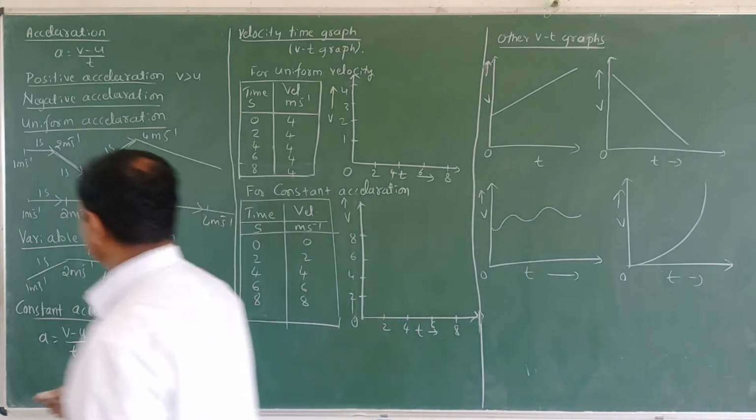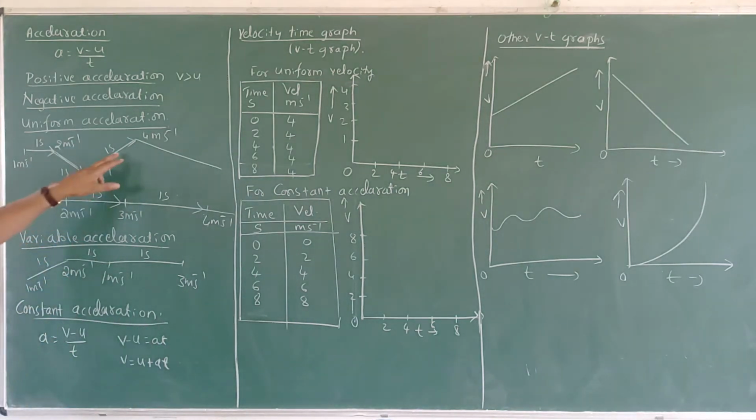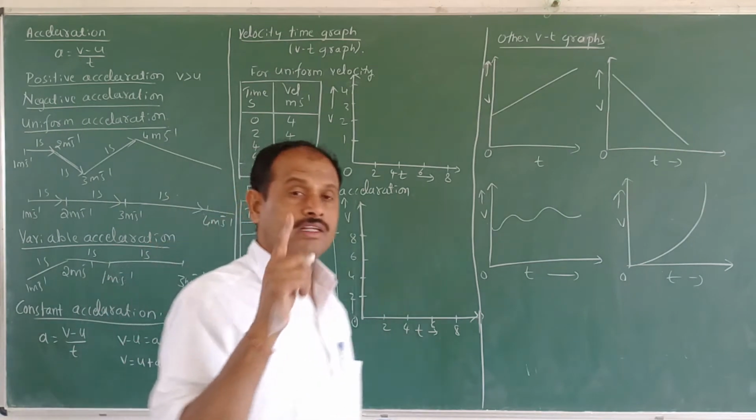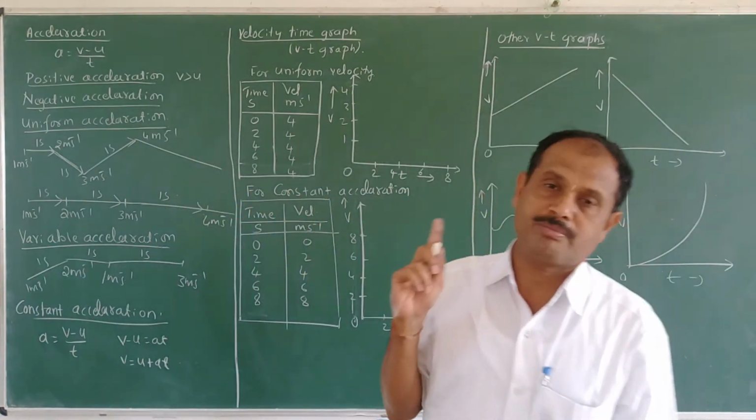Now see here, there are two examples. In this example, at the beginning the particle moves with an initial velocity of 1 meter per second. After 1 second it becomes 2 meters per second. Once again it becomes 3 meters per second. After 1 second it becomes 4 meters per second. In each and every 1 second the velocity increases by 1 meter per second.